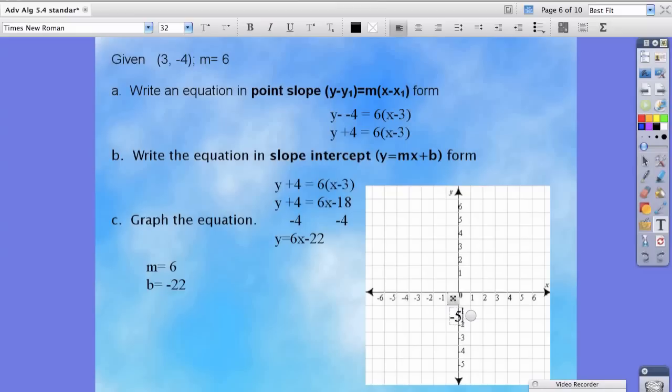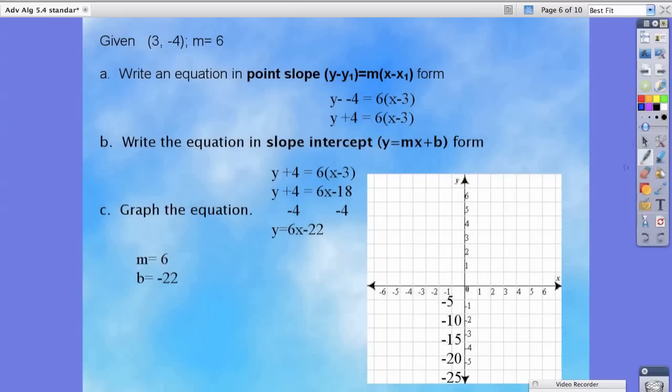So this will be -5. The first tally mark is -5. Next one is -10, -15, -20, and -25. This should make it a little easier. So because this is -22, that means we're going to go down 5, 10, 15, 20, and just below 20, we're going to call this 22.